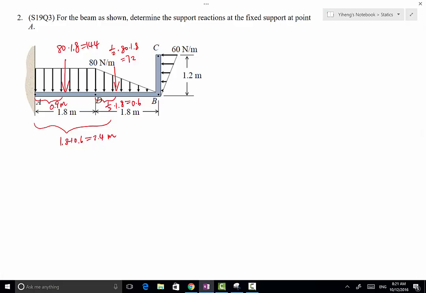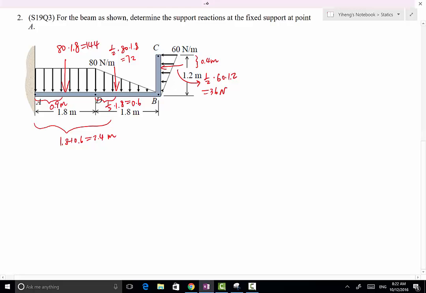And next, we have another linearly distributed load. So again, the concentrated force is right here, 1/3 location from the base, therefore, is 0.4 meter from point C. And the magnitude is, again, the area of the triangle, 1/2 times 60 times 1.2, and that is 36 Newton.